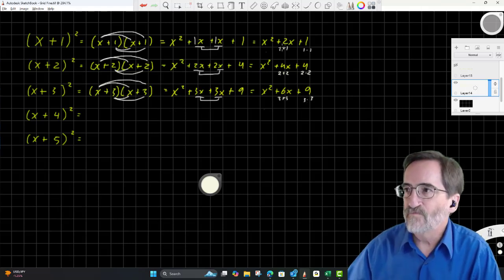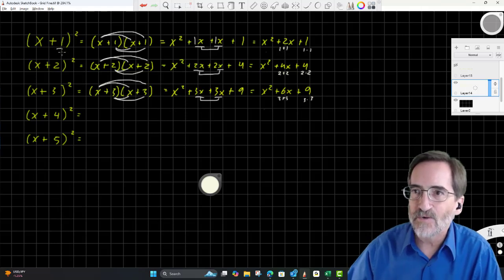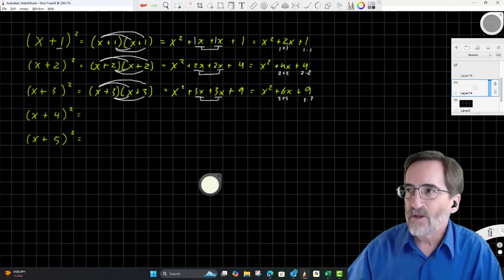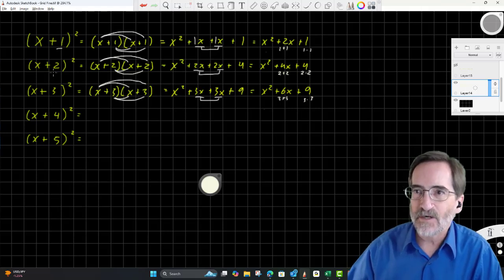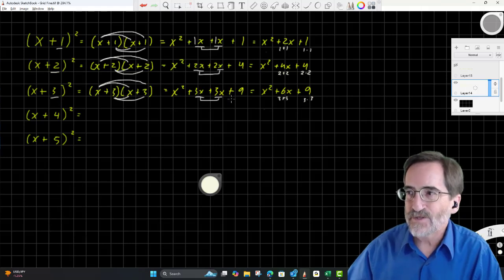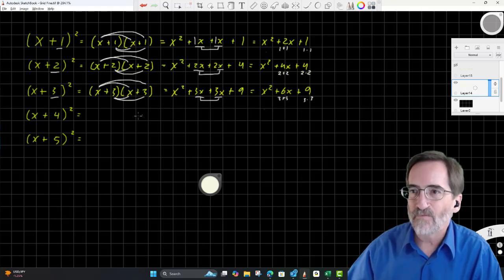So notice the middle term is 1 plus 1. It's the 1 added to itself. And the last term is the 1 times itself. The middle term is the 2 added to itself. And the last term is the 2 multiplied by itself. The middle term is the 3 added to itself. And the last term is the 3 multiplied by itself.